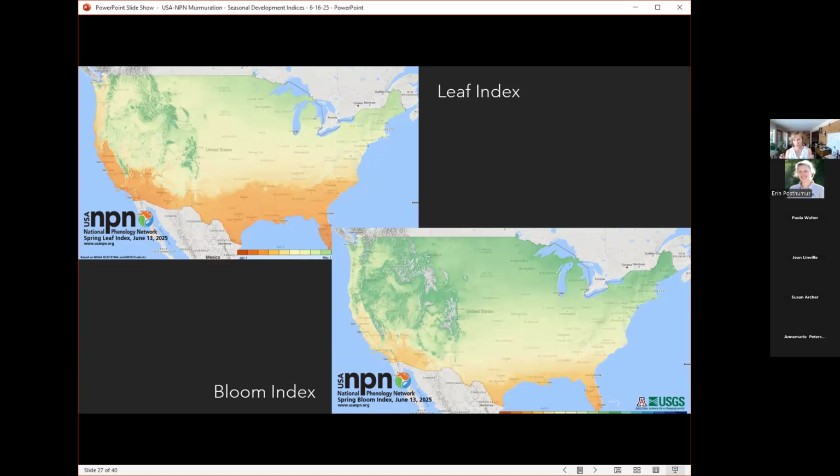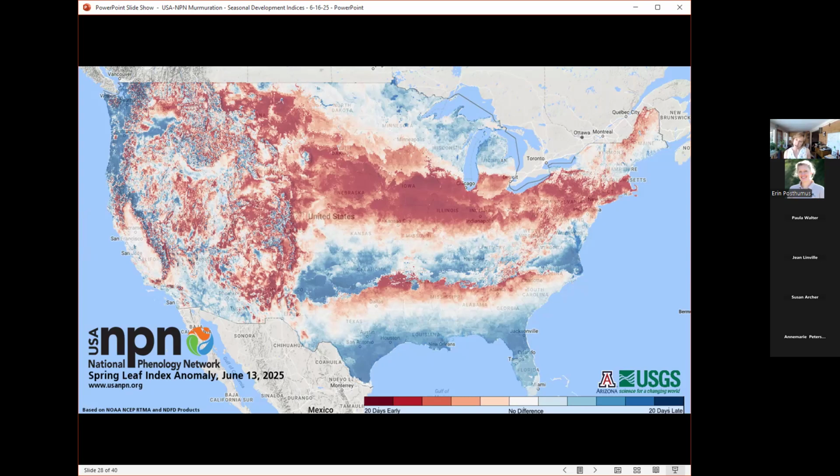And when we say usually, we're talking about a 30-year average. And the 30 years that we're comparing it to is 1991 to 2020, so the three most recent full decades. And that is what this is. That's what an anomaly map is.